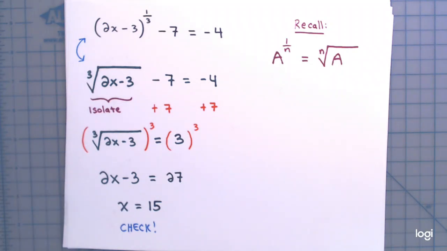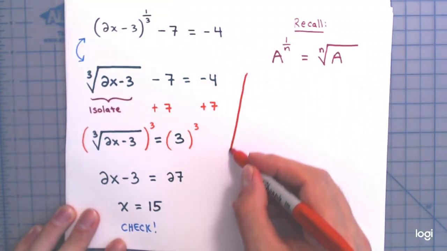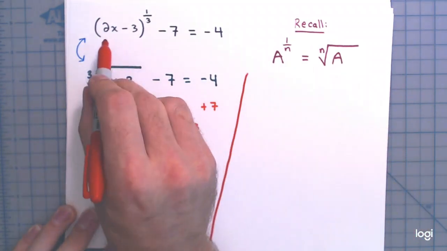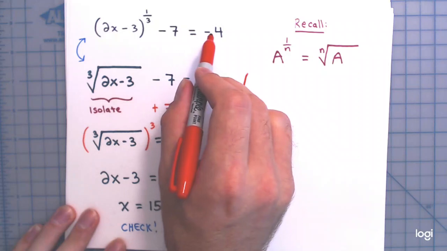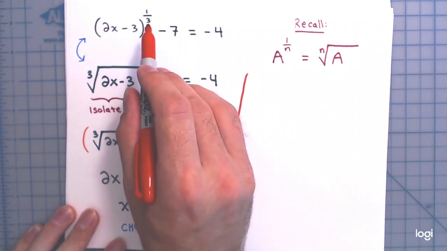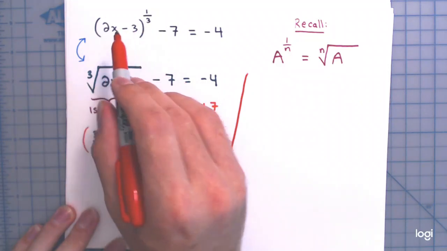So I'll do that again over here. Let's separate this, do the checking over here. Now I'll go back to the original, and just remember that the 1/3 power is the cube root of the base, right?